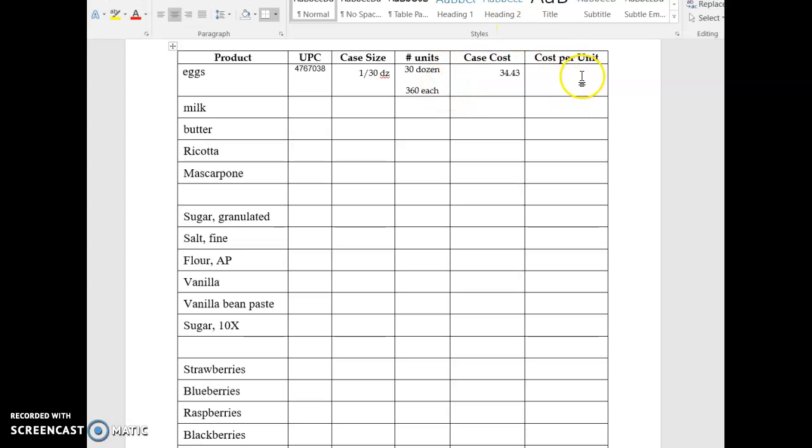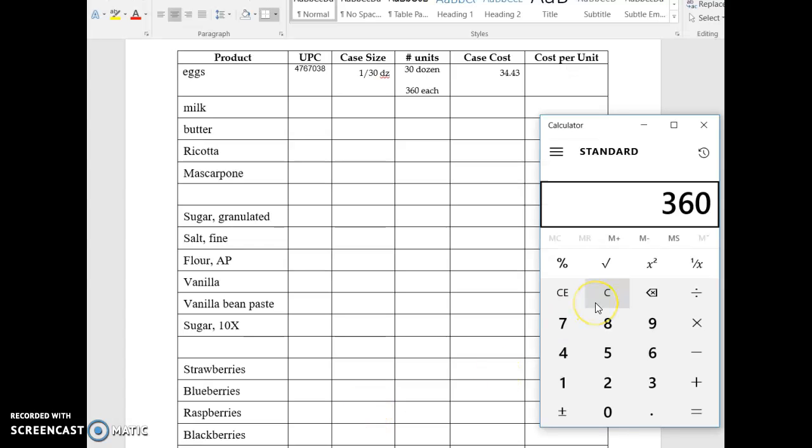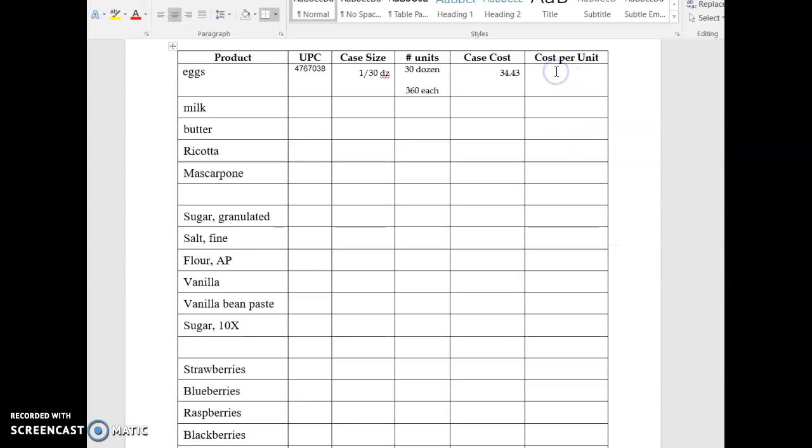When I'm determining the cost per unit, I want to determine what the cost is per dozen, but I also want to determine what the cost is for each item, as sometimes I may only have 2 eggs that I need to cost out. So what I'm going to do is take my calculator, $34.43 divided by 30 gives me my cost per dozen. Now I always want to round this up. So $1.14, but I'm rounding up to $1.15 per dozen.